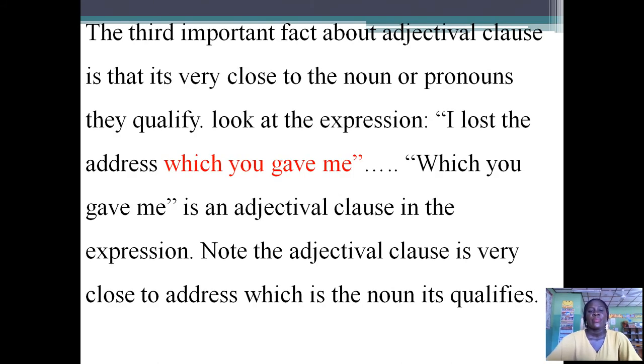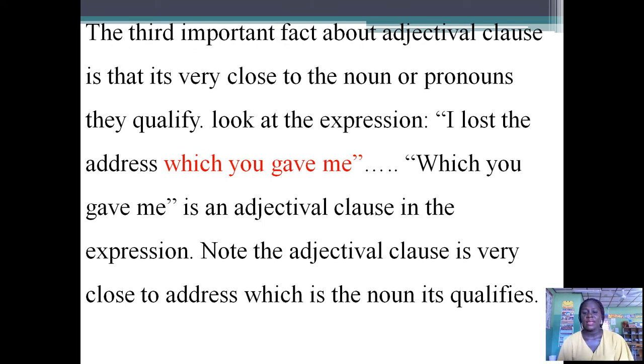Number three, the third important fact about an adjectival clause is that it is very close to the noun or pronoun it qualifies. They are always lying side by side, very close. If an adjectival clause is qualifying a noun, it is always very close to that noun. Now look at the expression: I lost the address which you gave me. The address is the noun, so which you gave me is the relative clause. As you can see, both of them are lying side by side. I lost the address which you gave me.